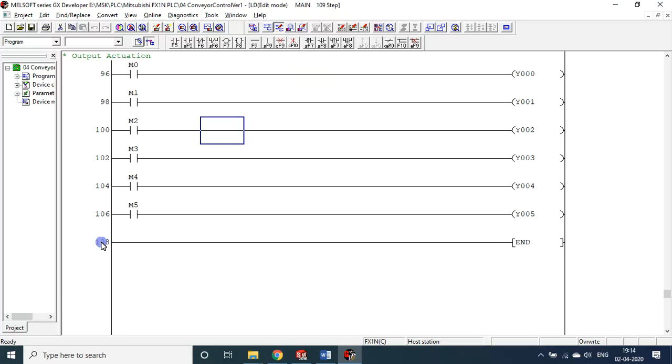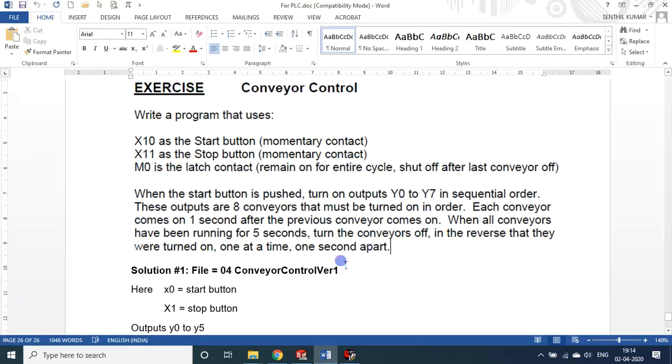You see, it uses 108 steps, 109 steps including this end. This particular board, you can go up to 3000 steps actually. So that means it is not even 3%. We utilize only 3% of its capacity. Okay, so hope you understood.